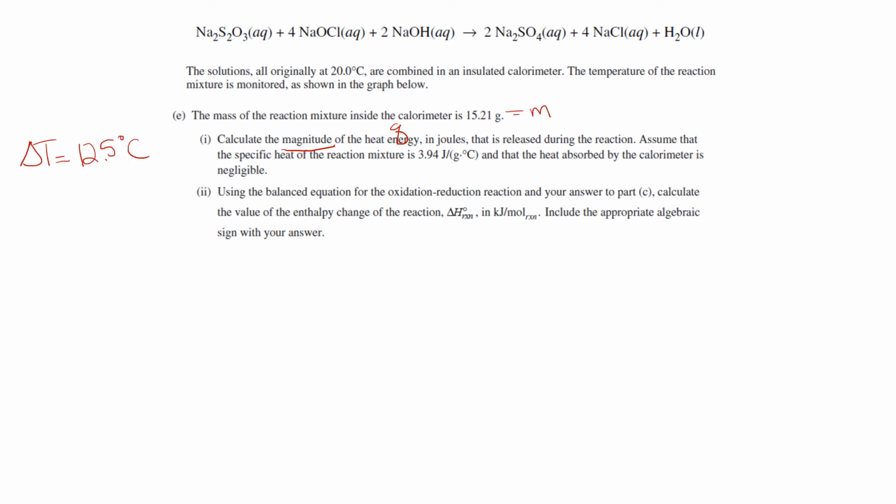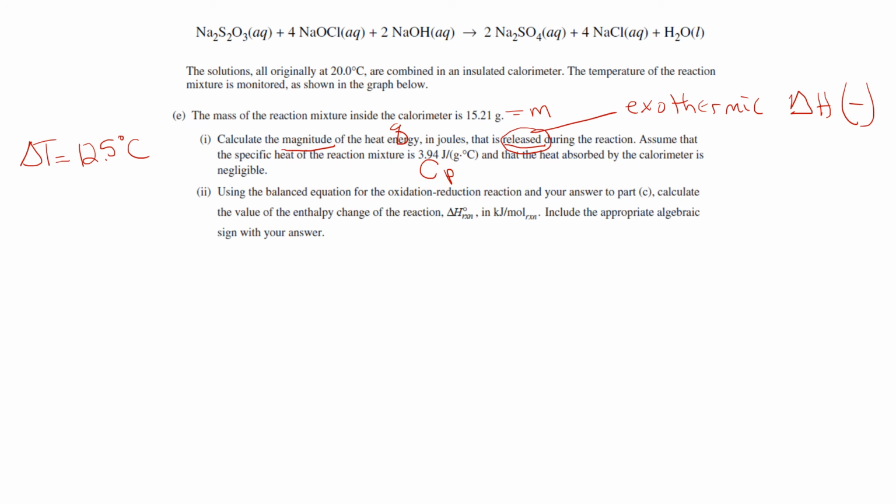They're telling us that the heat is released. So I know it is an exothermic reaction. And if it's exothermic, my delta H is going to be negative. They're giving us a specific heat, or telling us to assume the specific heat is 3.94 joules per gram degree Celsius, and that really no heat is absorbed by the calorimeter.